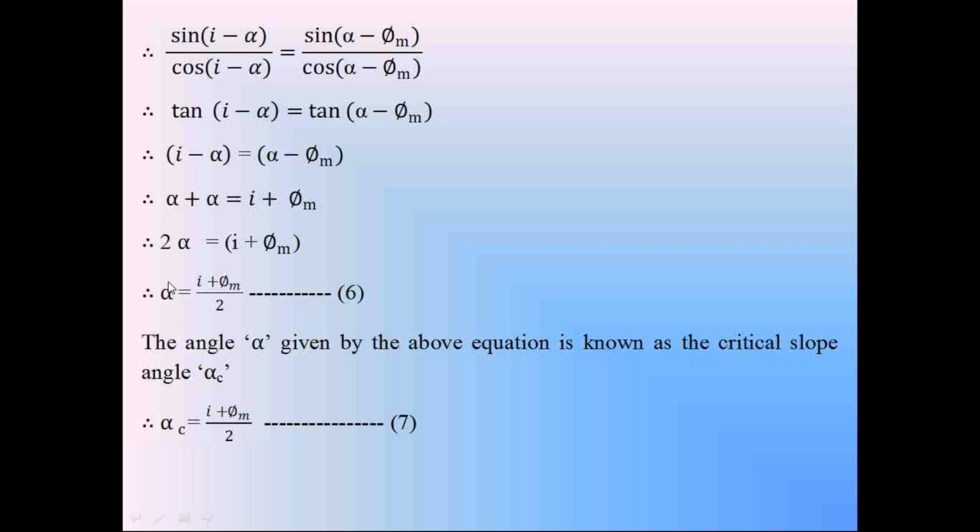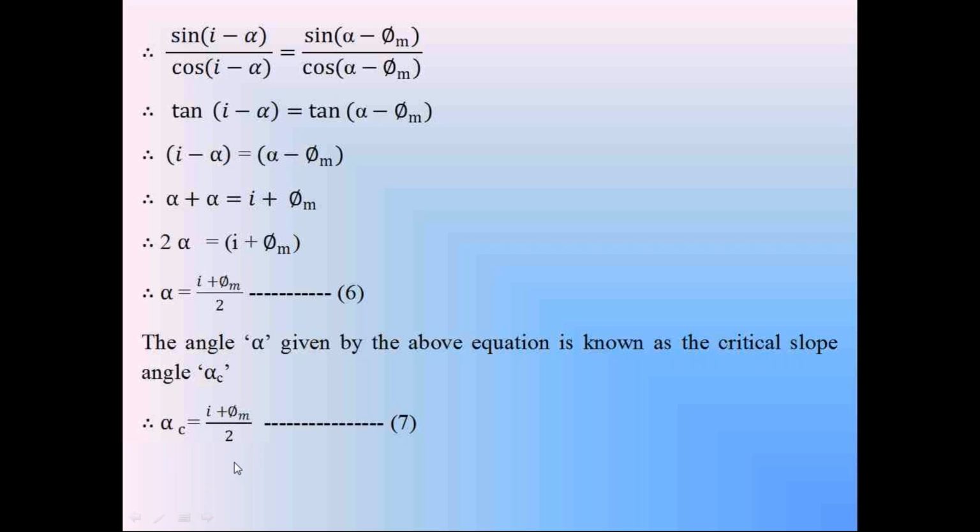This is the value of alpha at maximum stability number, that is called the critical angle of failure surface with horizontal, alpha c. So from this equation 6, you will get this angle alpha is equal to I plus phi m by 2. We call that alpha at maximum stability number as the critical angle of failure surface with horizontal alpha c. So alpha c is equal to I plus phi m by 2. When the stability number is maximum, this is the value of alpha.